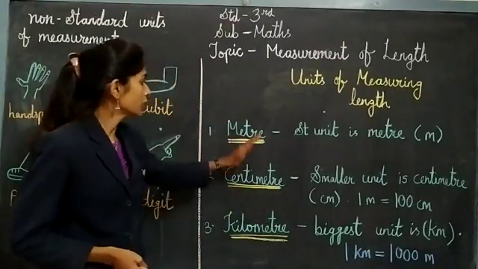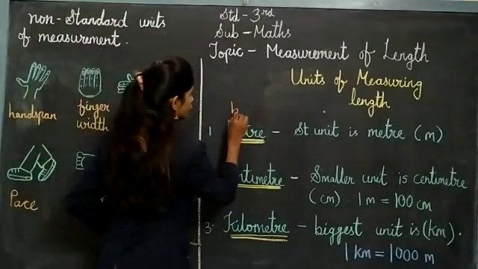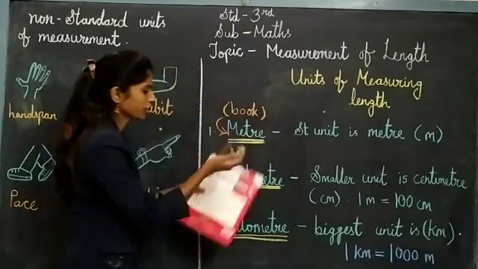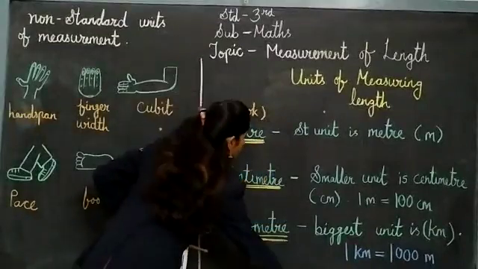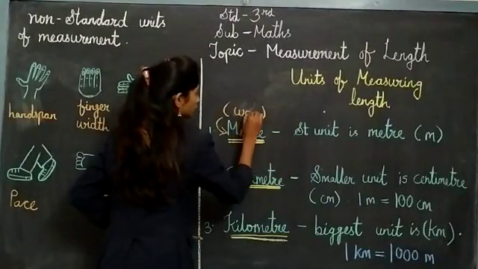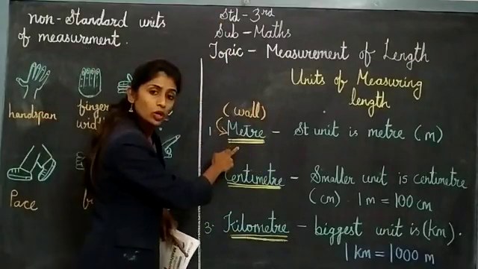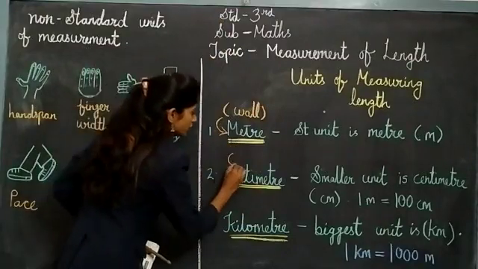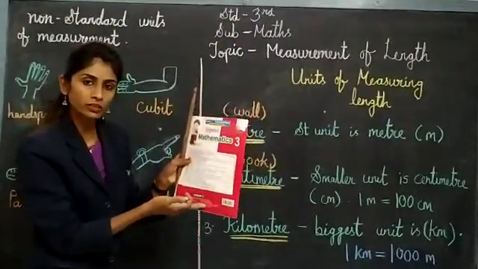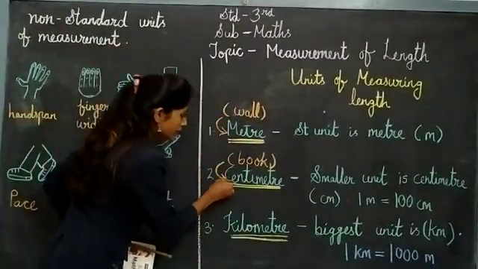If I am measuring a book, I will use centimeter. If the wall is big, I will measure it in meter. But when I am measuring an object like a book, my book is small enough, I can measure my book with the help of a ruler. I am going to use centimeter.